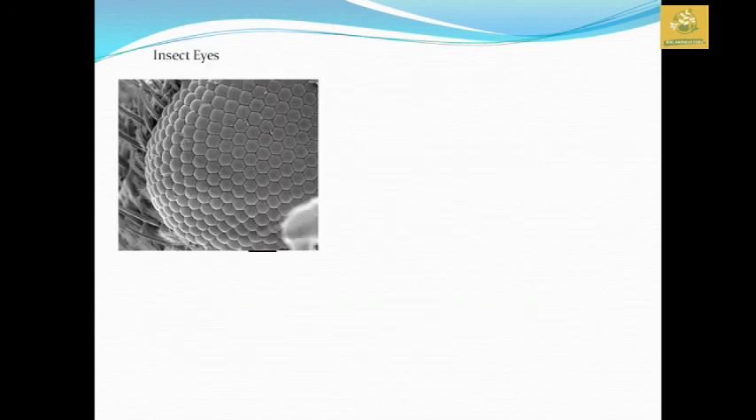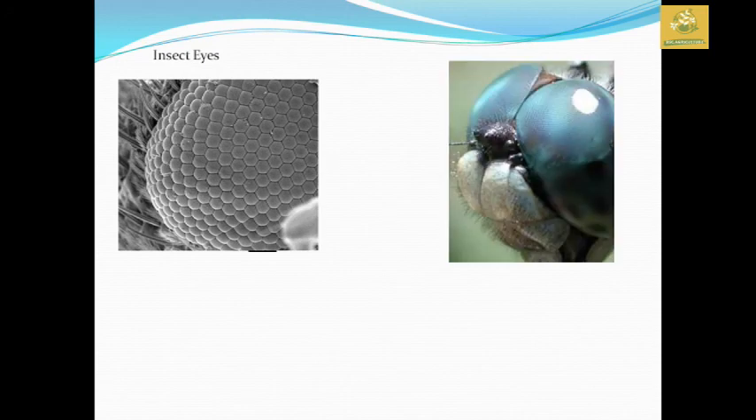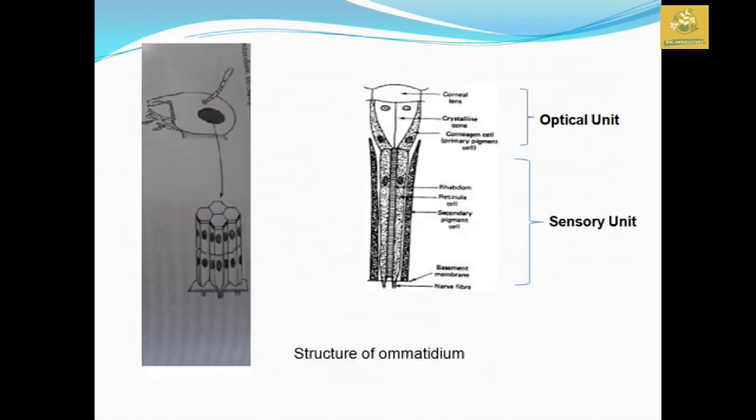So you can see the pictures of the insect eye, where I have given a close observation of the insects. After that, you can see the structure of the ommatidium, where you can see the optical unit as well as the sensory unit which is present in insects.